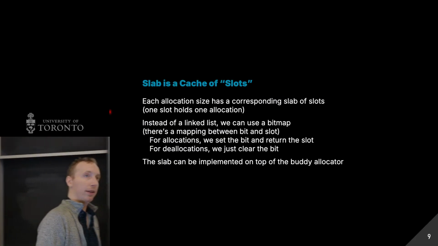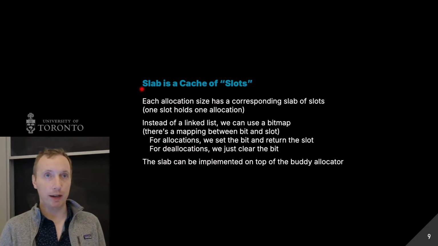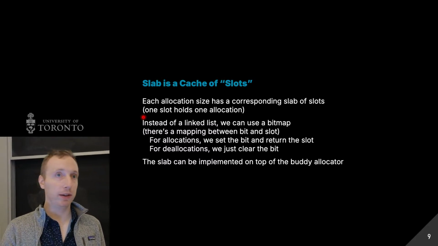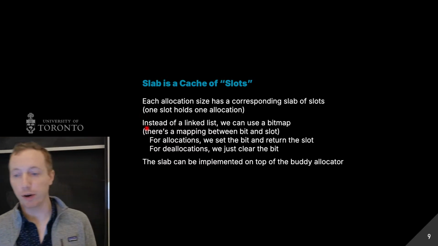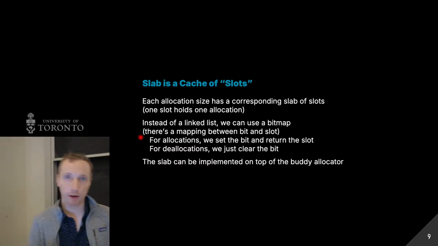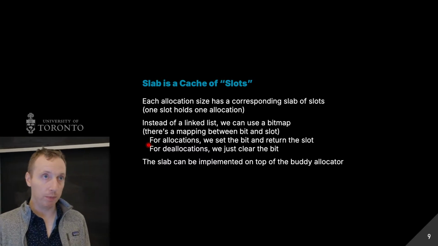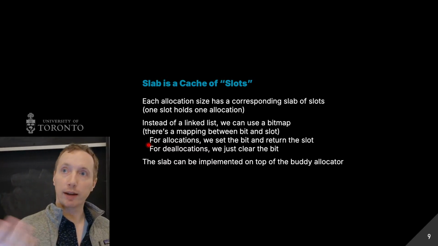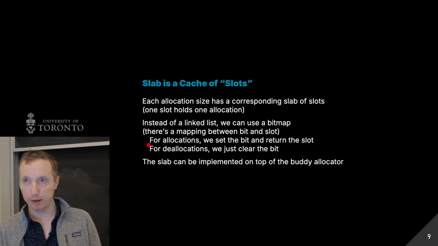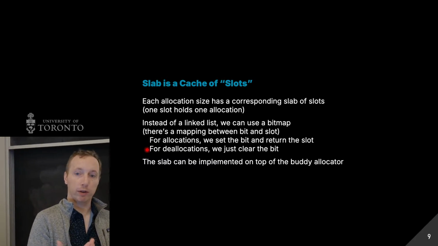So how it works is basically a cache of slots, or you can think of it as elements of an array. Each allocation has a slab of slots, that array, and instead of a linked list, we have a bitmap to keep track of whether or not each index is free or allocated. So there is a mapping: bit 0 corresponds to index 0, bit 1 corresponds to index 1, and so on. For allocations, it's really easy. You just search the bitmap for a single 0 bit and figure out what index that corresponds to. Set that bit to 1 to indicate you've used it, and return a pointer to that element in the array, and you're done. For deallocations, if you want to be quick, you just clear the bit, set it from 1 to 0, and you're done.